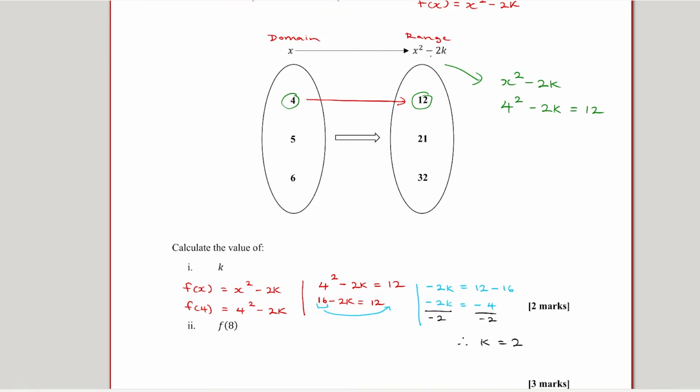So now, if k is equal to positive 2, we can rewrite this notation up here. So this will now become x squared minus, remember, minus 2 times k. We know that k is equal to positive 2. So this is just x squared minus 4. I hope that is clear. This would now be the function that defines all of these interactions here.